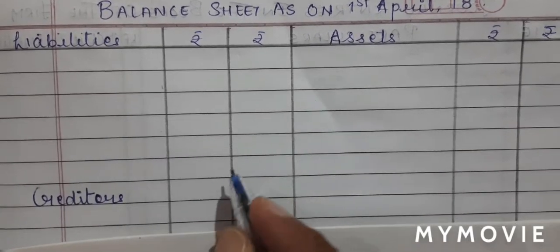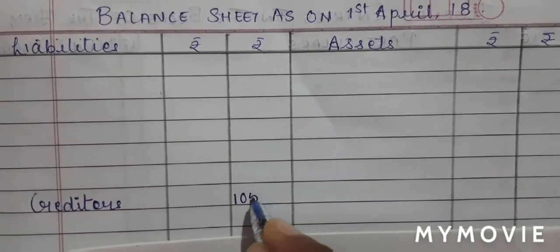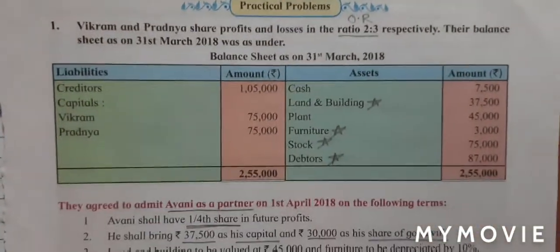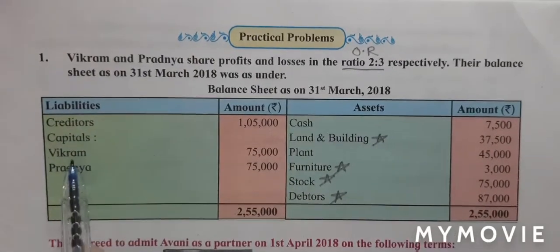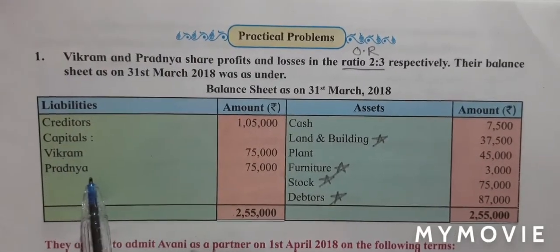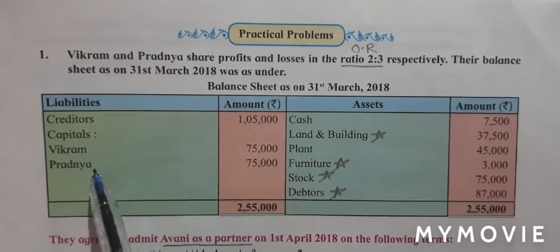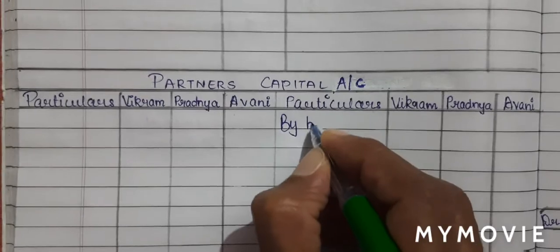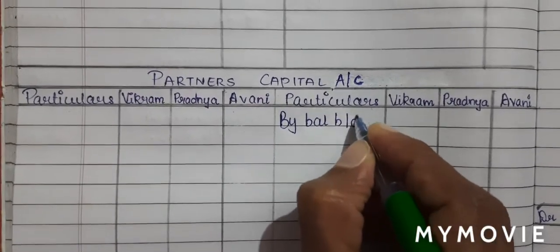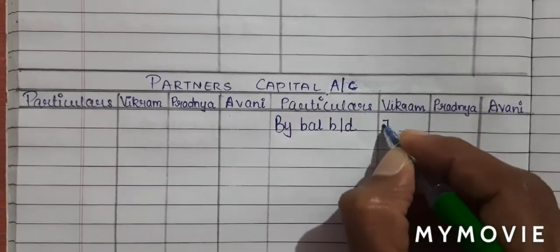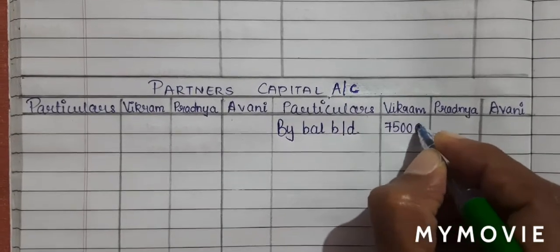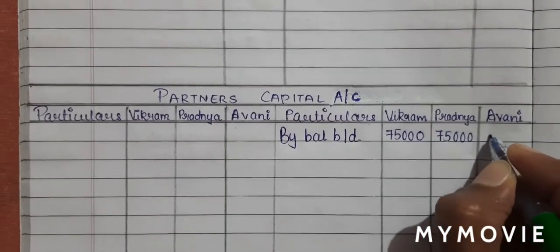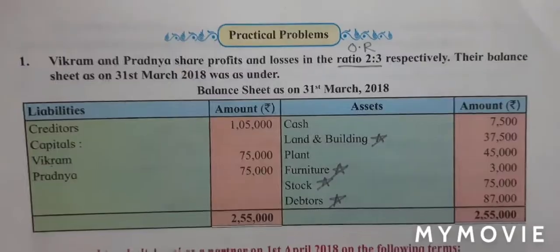Since there is no star, I'll write the amount directly in the outer column, 1,05,000. Next is capitals of Vikram and Pradnya. So we will be writing it in the capital account. On the credit side, I will write down by balance brought down. For Vikram, 75,000 and for Pradnya, 75,000. We do not have capital for Avni, so we'll put a dash.